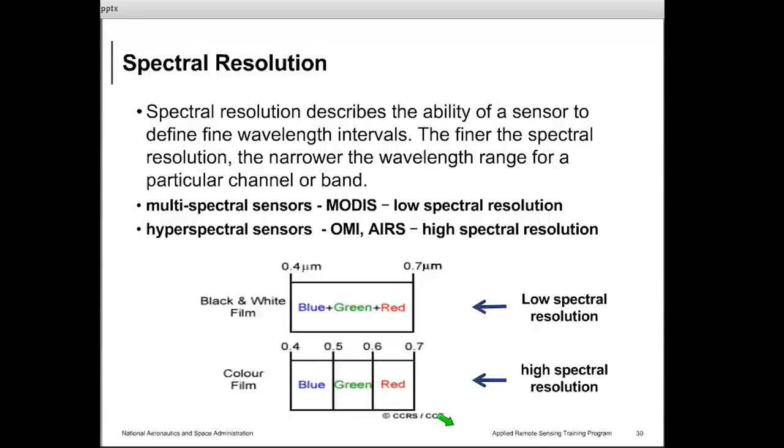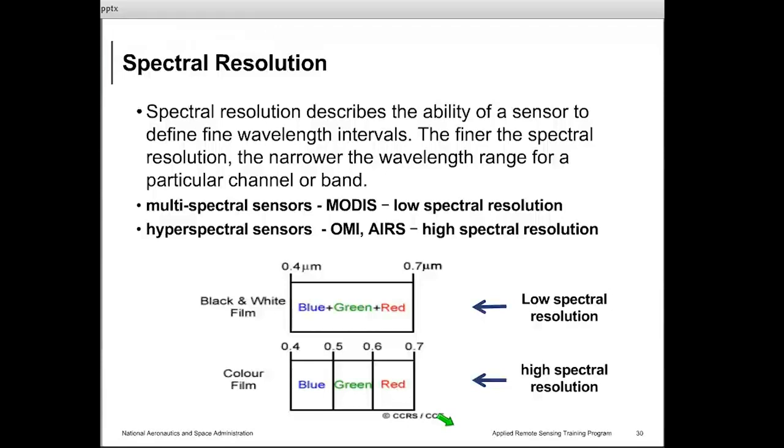In this example here, there are two different cases. One is black and white. If you have a band which starts all the way from 0.4 to 0.7, what you will get in the entire band is basically a black and white film type of image. You have a very broad bandwidth, from 0.4 to 0.7 micrometers, so the value you will get is only black and white film type.